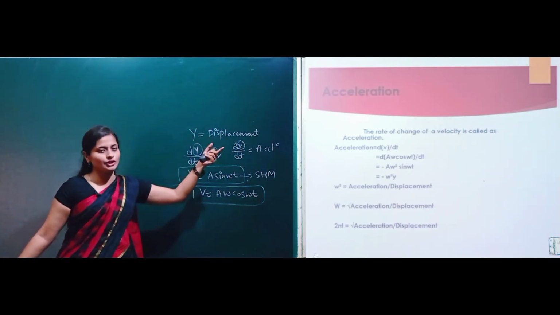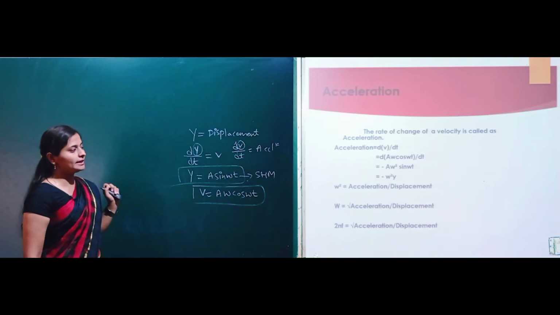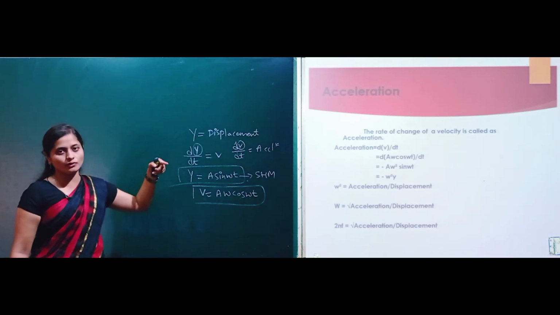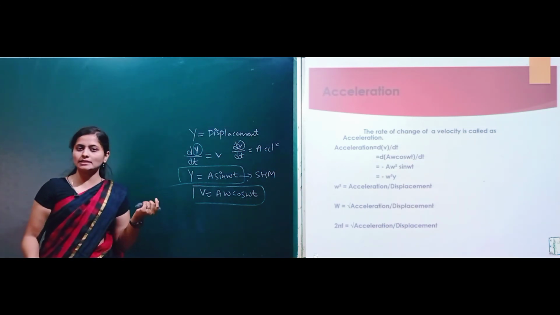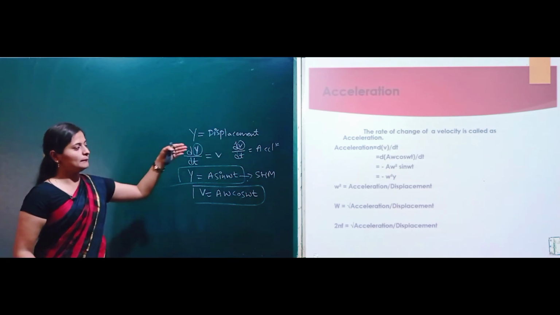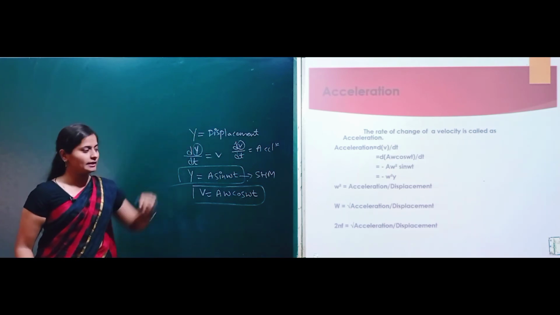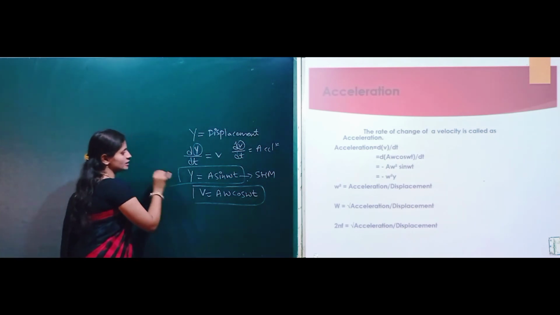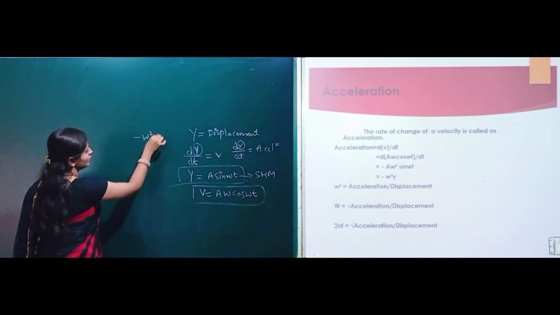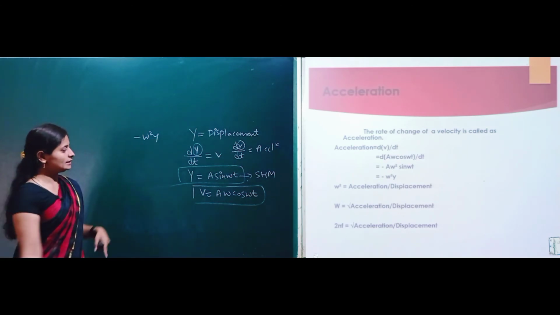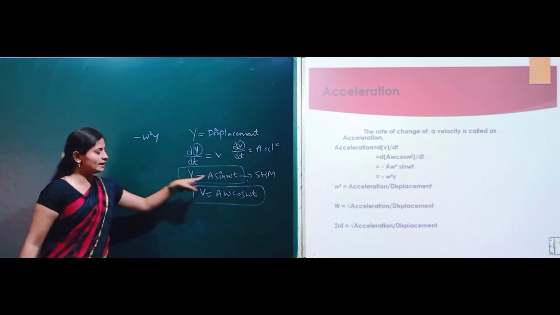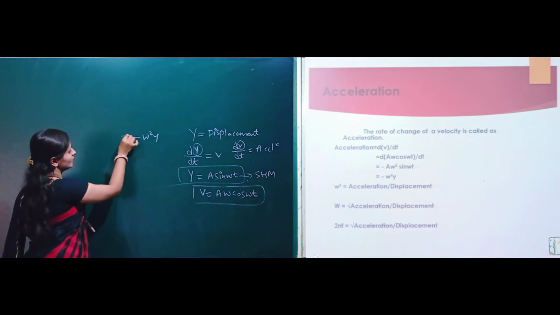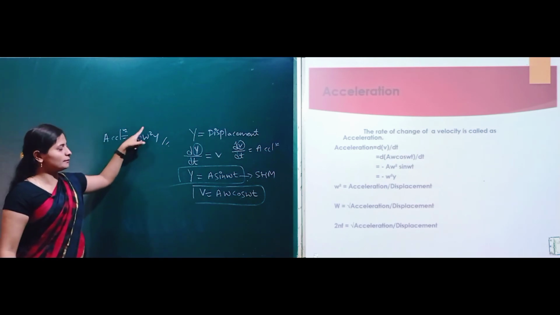So just substitute the value of v. What are we getting? We are getting minus a omega square sin omega t. Why? Differentiation of cos omega t is nothing but minus sin omega t. That's why we are getting minus a omega square sin omega t. So again see here we are taking one equation. What is that? Minus omega square y. So here y is nothing but a sin omega t. So we are substituting the value of a sin omega t as y. So we are getting acceleration equal to minus omega square into y.